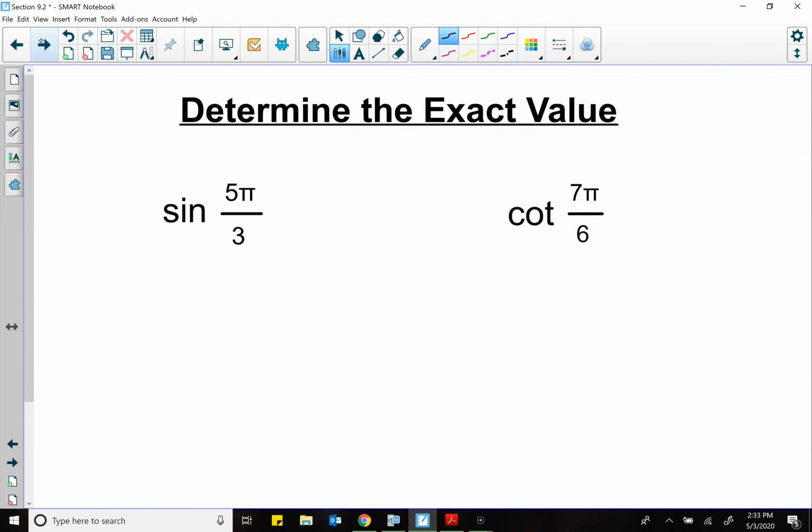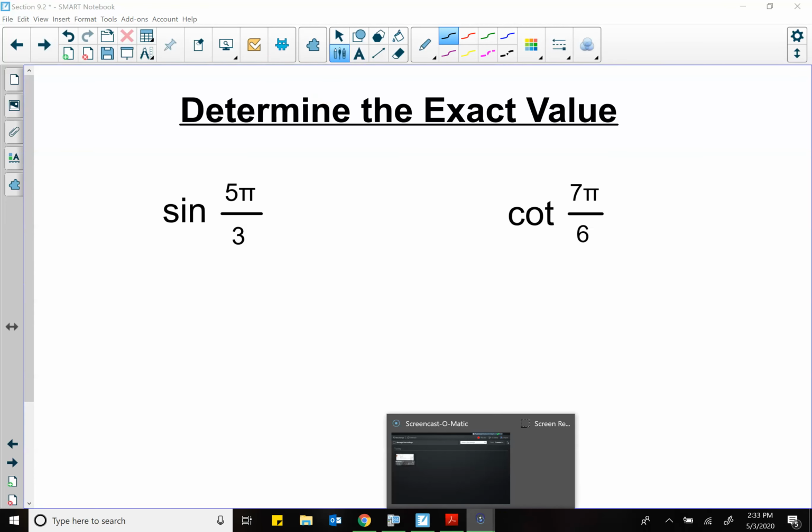All right, so go ahead and pause the video and see if you can try and find these exact values. Okay, so instead of finding all 6 values, now we just want you to find one of them.